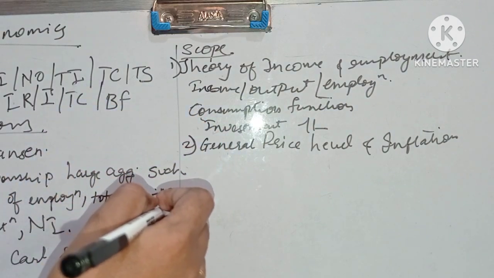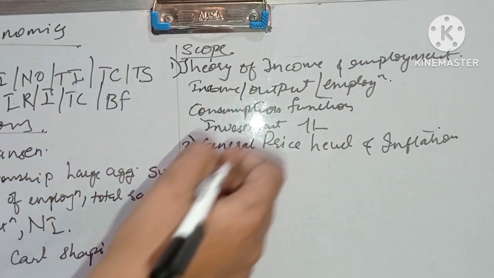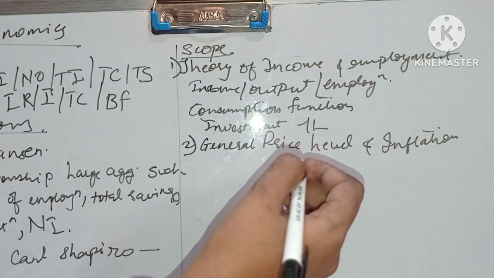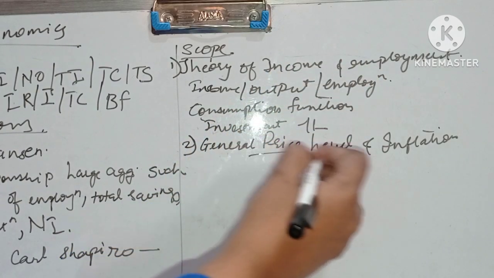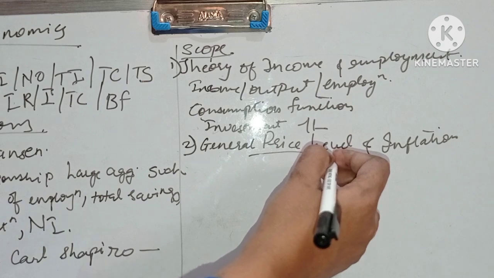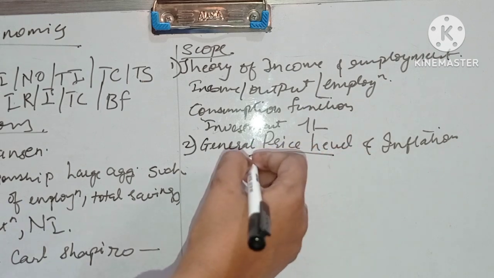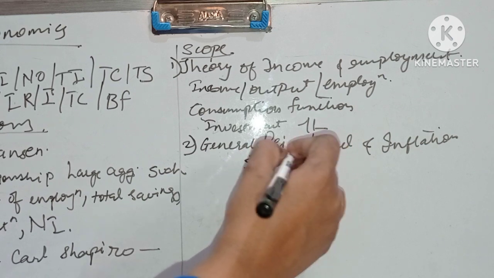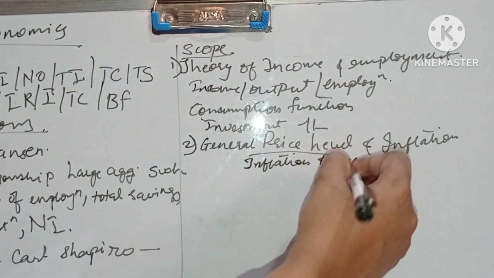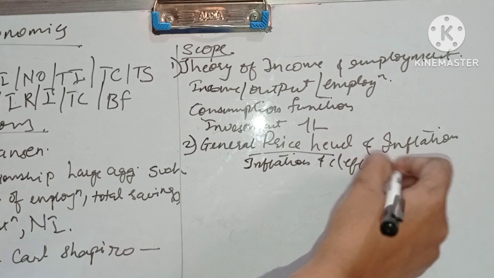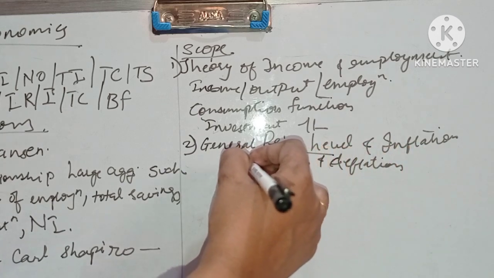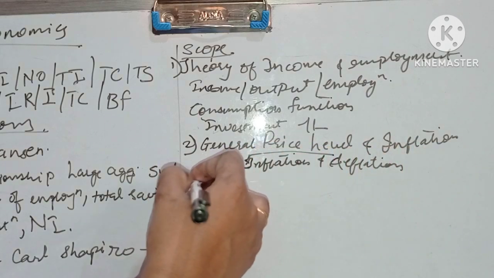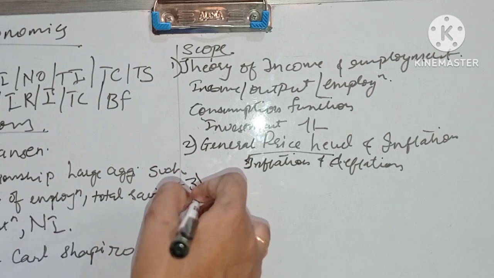Okay, macroeconomics analyzes how the general price level is determined and further explains what causes fluctuations in it. The study of general price level is significant on account of problems created by inflation and deflation. What is inflation? When the prices increase, we say it's inflation. Deflation is when prices decrease.